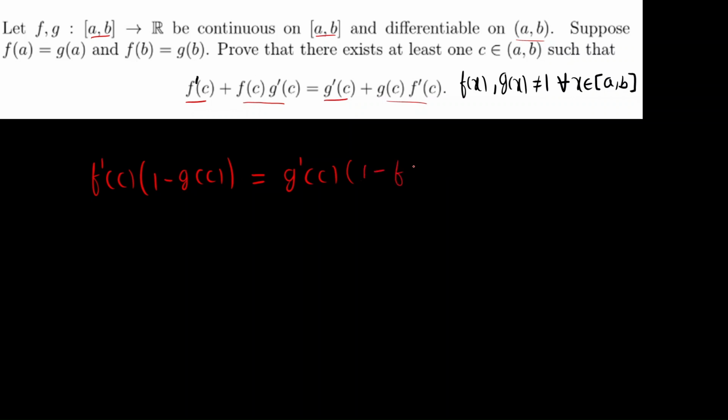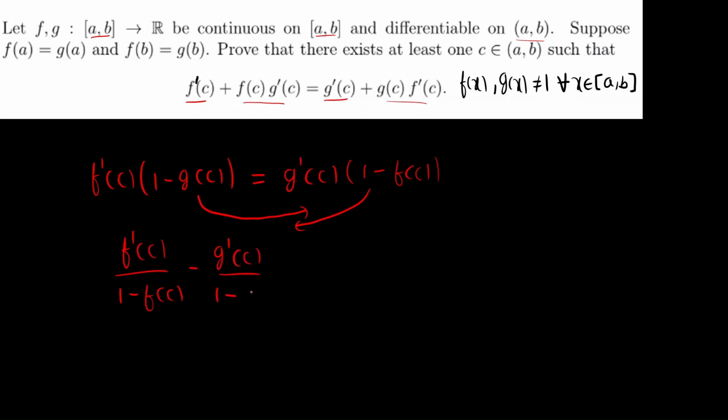1 minus f of c. Now what I'll do is I'll take this term to the denominator and this term to this denominator. I'll get f dash of c by 1 minus f of c minus g dash of c by 1 minus g of c is equal to 0. So now we can see what our function will be.